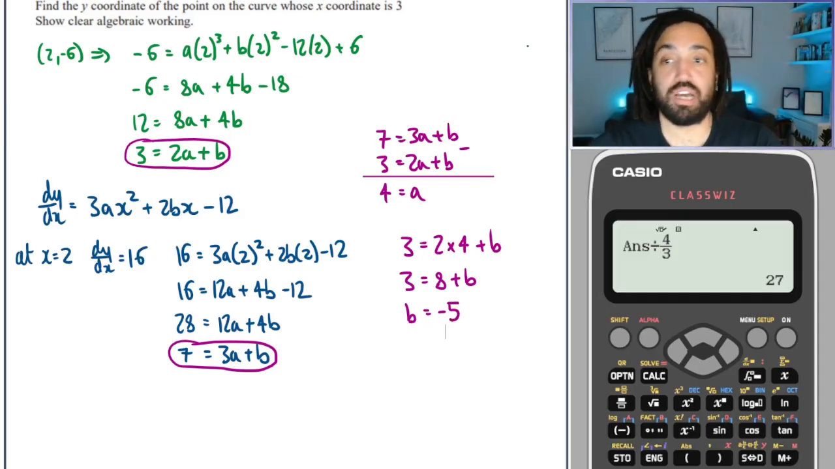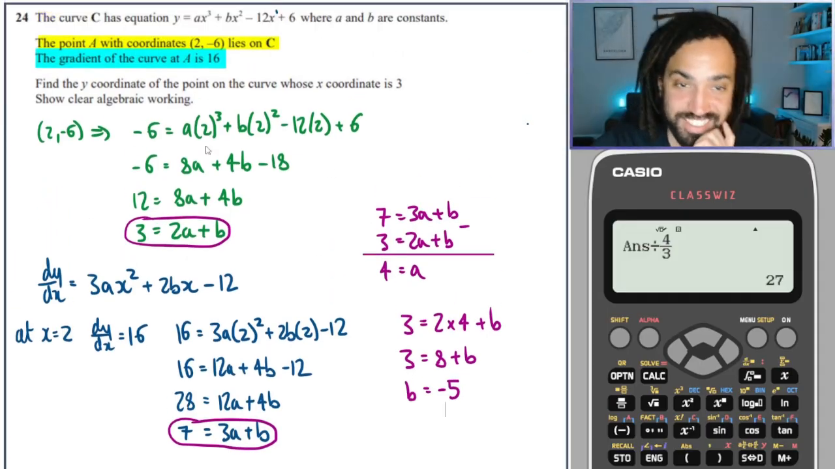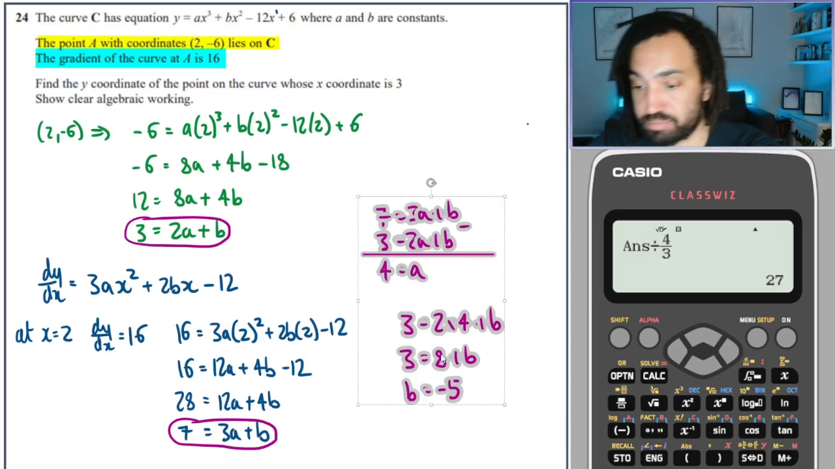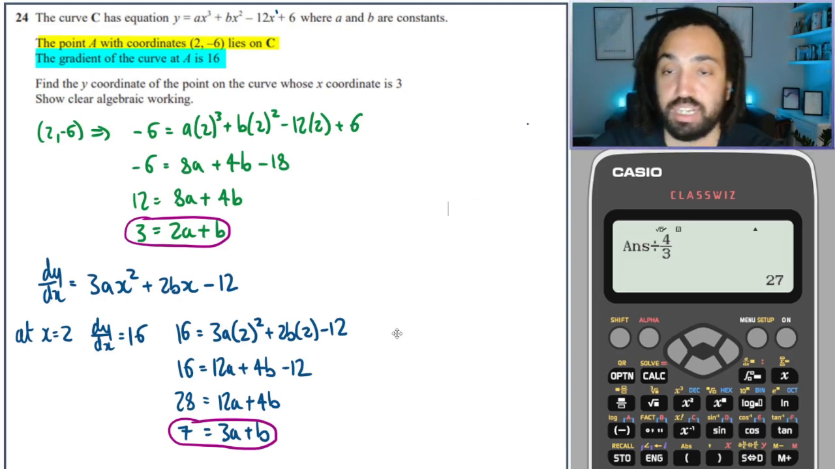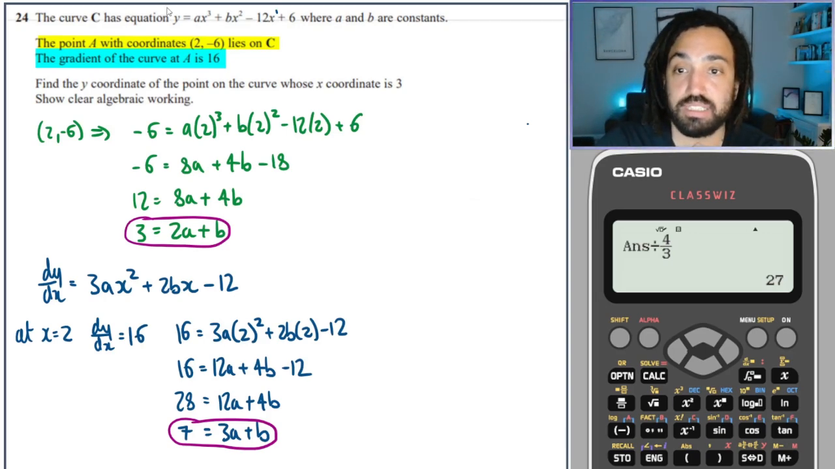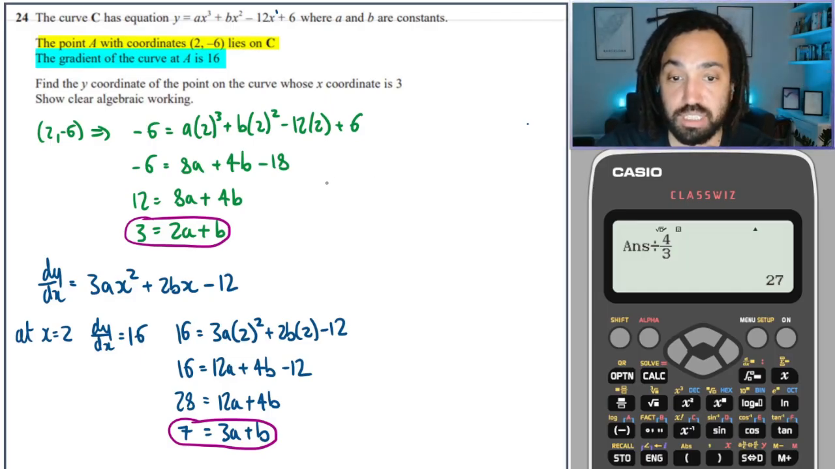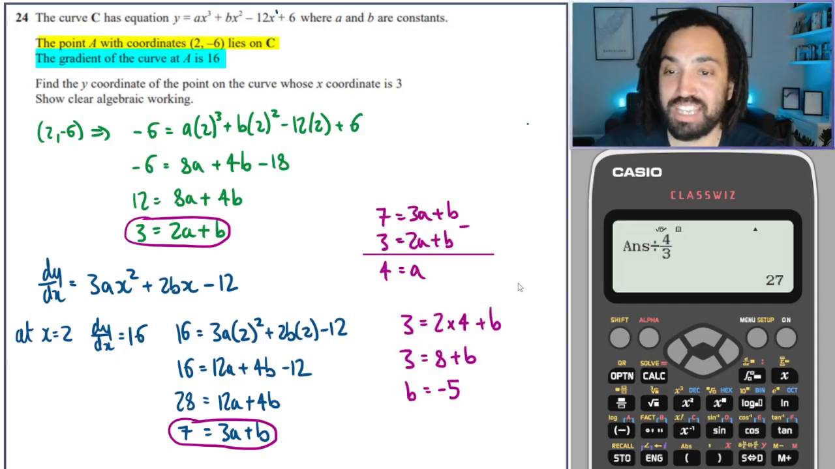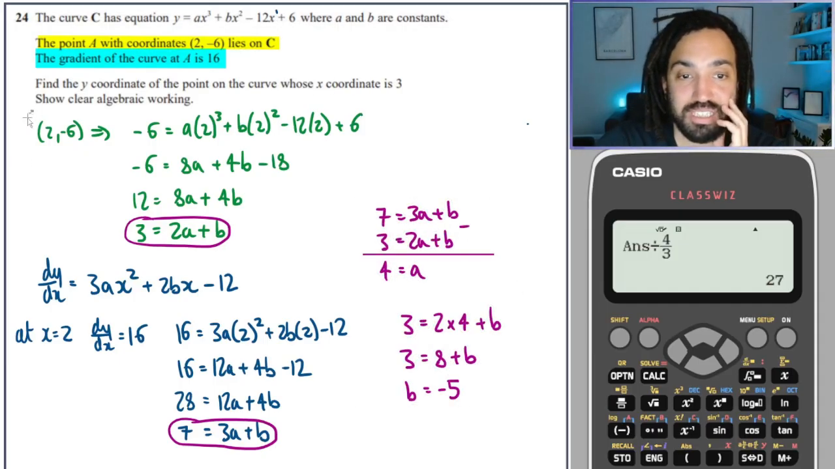Perfect. Now, what's the question actually asking? Find the y-coordinate of the point on the curve whose x-coordinate is 3. Okay, great. So just sub in x is 3 into the equation, which we now know fully, and that will give us the y value. Okay, let's just move this out of the way. I'll just delete it, in fact, so that I can now have some space and I can see the full equation. Probably should have deleted that. That was quite important because a is 4. Let's delete this instead.